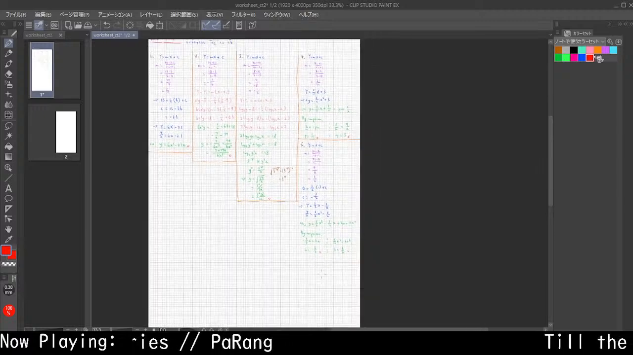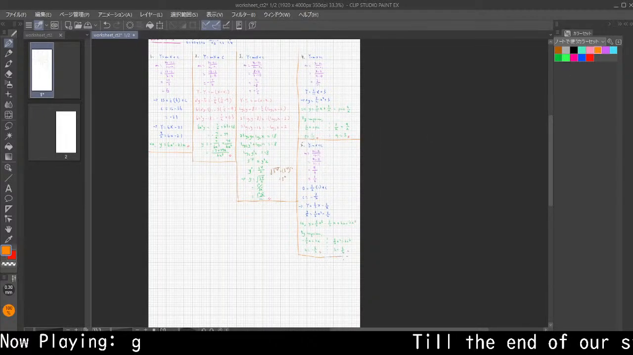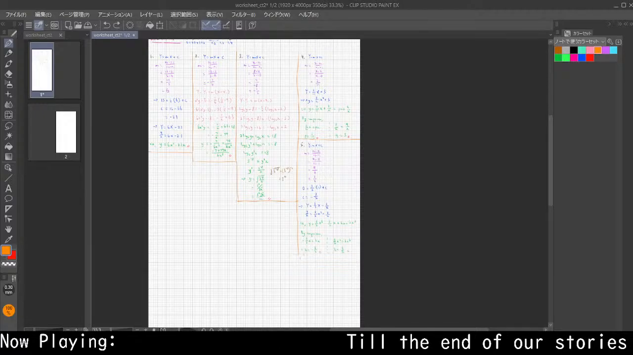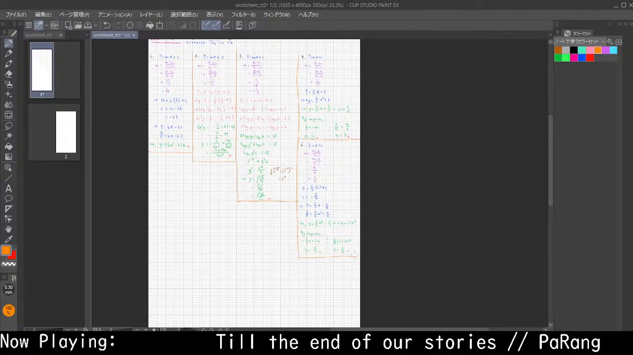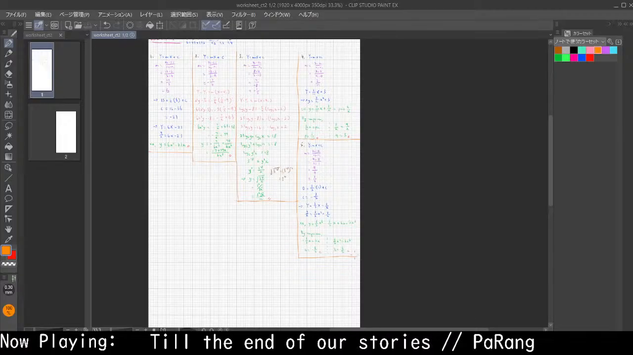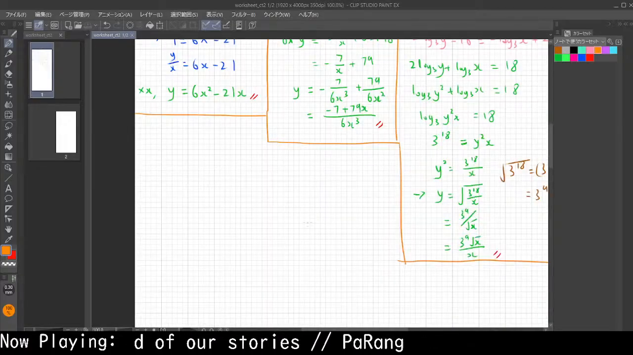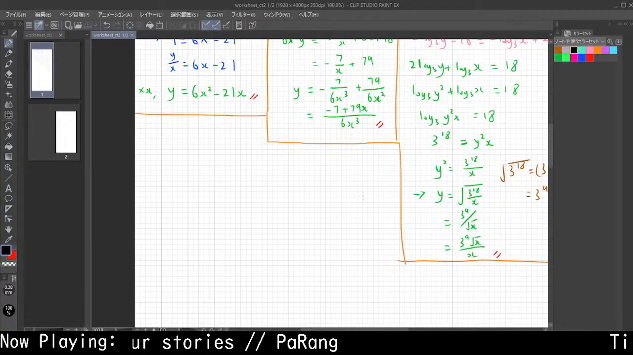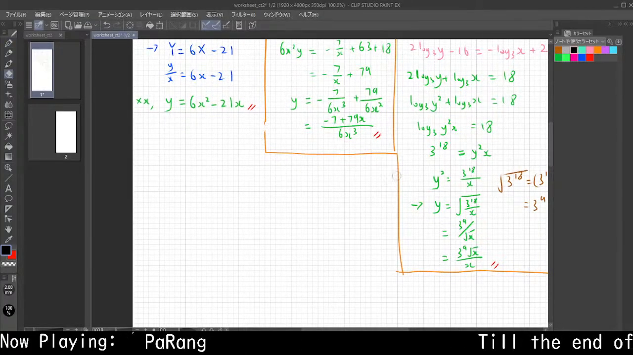Okay, so next is Q6. Let me draw the boundaries first. Okay, save, zoom in. Okay, Q6. Let's just level these out so that it actually looks a bit better.